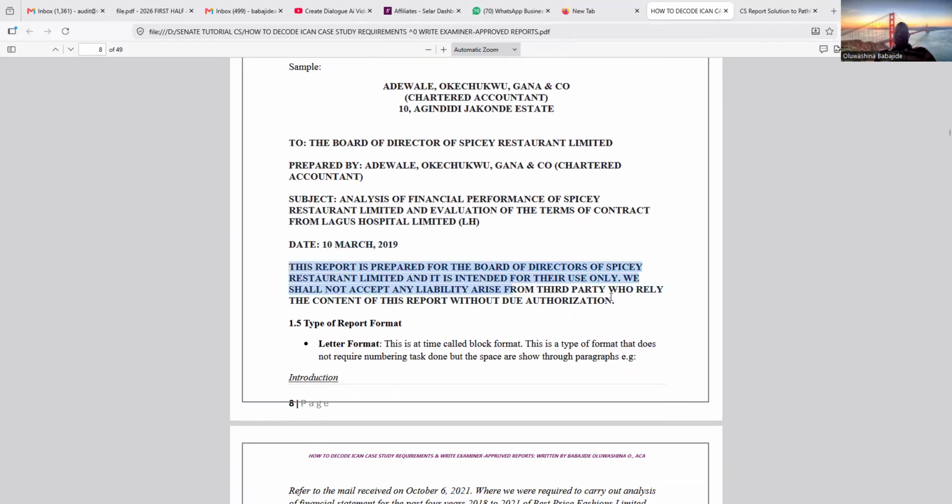You see now, I write a lot of it because it's very important here. This external is very important. This report is prepared for the board of directors of Spicy Restaurants Limited, and it is intended for their use only. We shall not accept any liability arising from third parties who rely on the content of this report without due authorization. So that is the disclaimer. It's very important in an external report. These are the examples of internal and external cover pages.